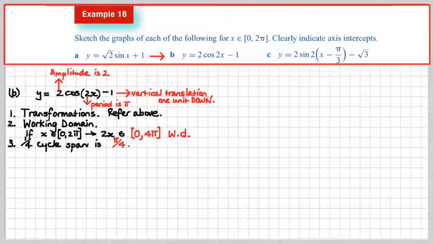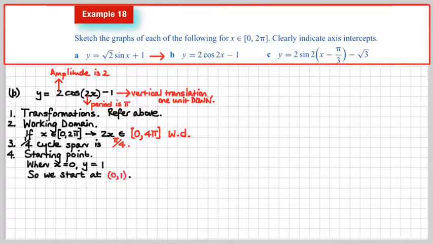Quarter cycle span is pi on 4, because the period of this beast is pi, isn't it? Starting point. X won't be messed with, but Y will. So when X is 0, Y is 1, because normally cos starts at its highest point, which would be 2. X is 0 and Y is 2, but this has been moved down 1. That's right. We've got it, guys.